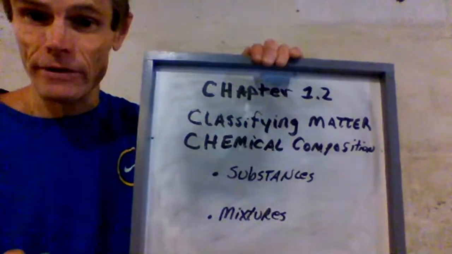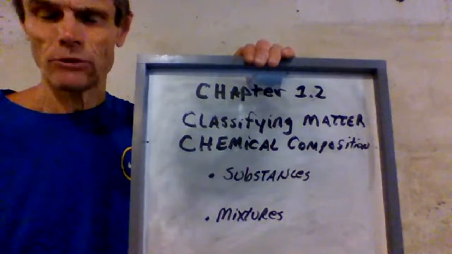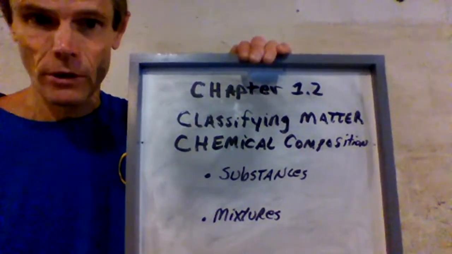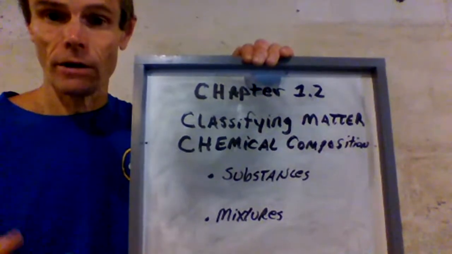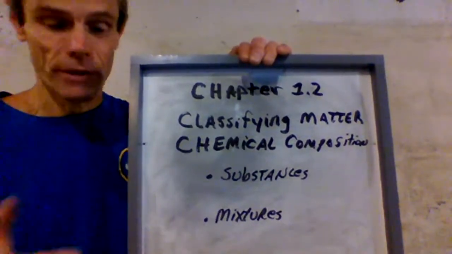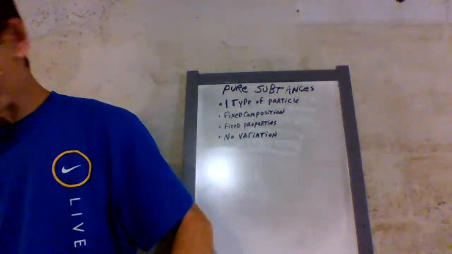Is the sample that we're looking at a substance, or sometimes we call these pure substances, or is the sample a mixture? What we need to understand are the properties that help us distinguish either of these two features that we're looking at. Let's begin with the pure substance.